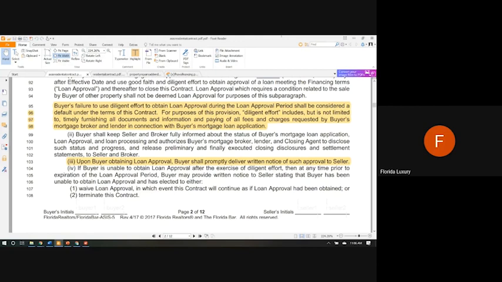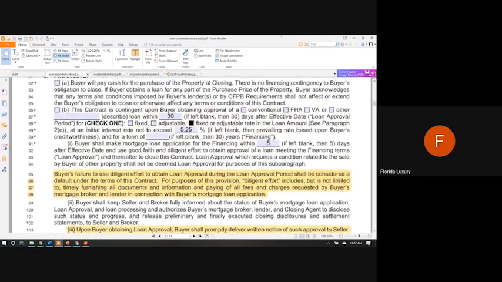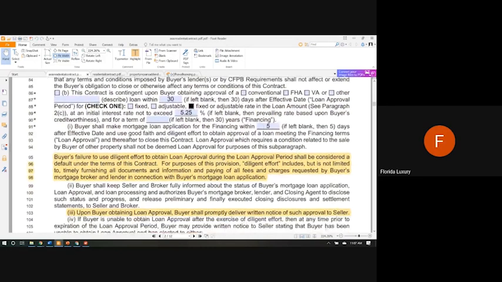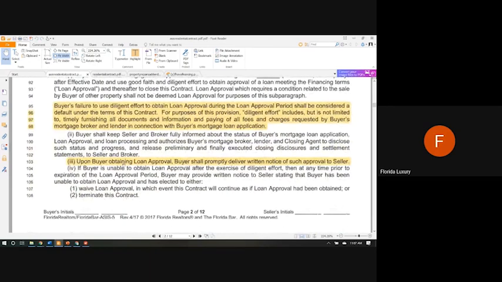Now, the reality is we want to close deals. But as buyer and seller agents, we need to understand what this contract says and who's committed to what. Now, upon buyer obtaining loan approval, the buyer shall promptly deliver written notice to the seller. As a seller's agent, I love this line. So, in the loan approval period, on line 87, it says within 30 days, loan approval period. So 30 days from the date of execution, I need to have some form of loan approval.